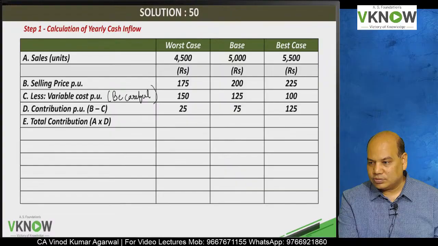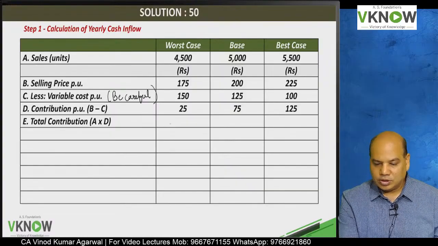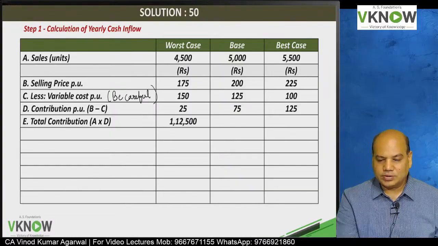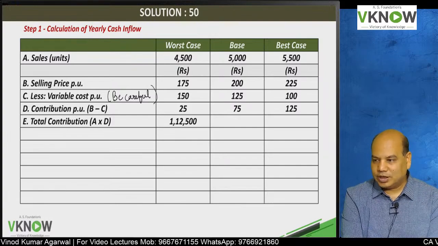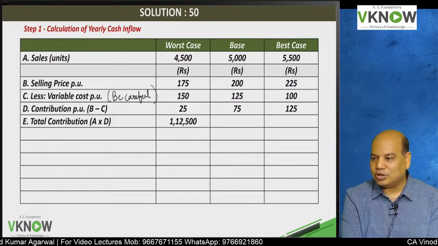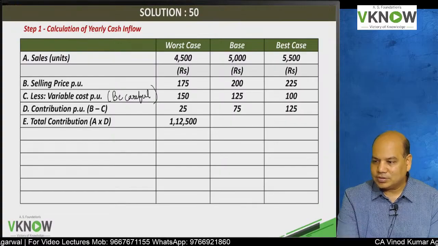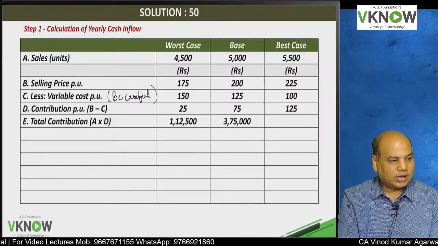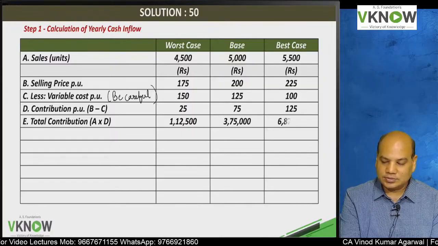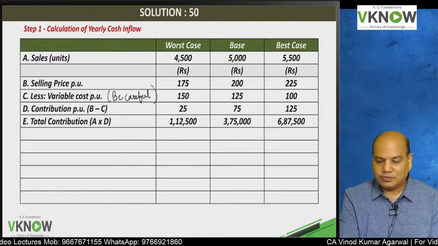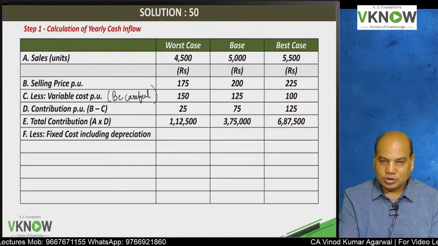Total contribution, A into D. Come on, little fast. Quantity into contribution per unit. 1,12,500. Very good. Next. 3,75,000. Again next. 6,87,500. That is my total contribution.